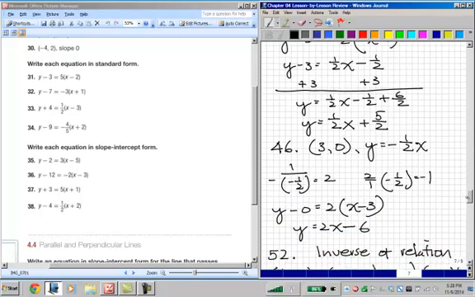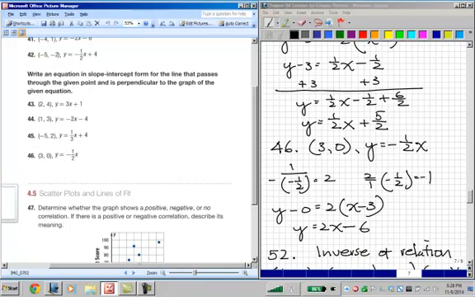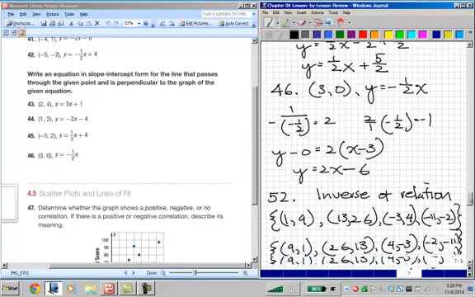46. What are we supposed to do in 46? Let's see. Perpendicular. It goes through the point (3, 0) and is perpendicular to y equals negative 1/2 x. Negative 1 over negative 1/2 equals 2. 2 over 1 times negative 1/2 equals negative 1. We'll use point-slope. y minus 0 equals 2 times x minus 3. y equals 2x minus 6. And we're done.